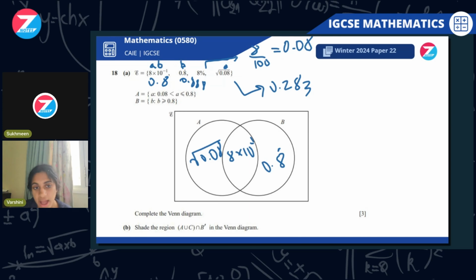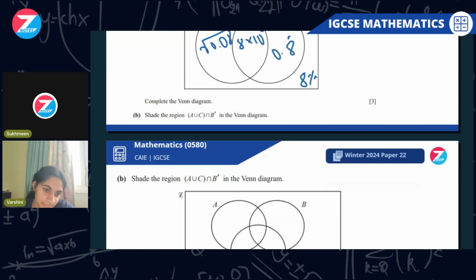Don't forget that. And this one, 8%, doesn't belong to either of them, but it's in the set. So we have to just leave it outside both of the Venn diagrams. And when you're writing it in here, don't write the simplified forms you wrote, write the forms that they gave.